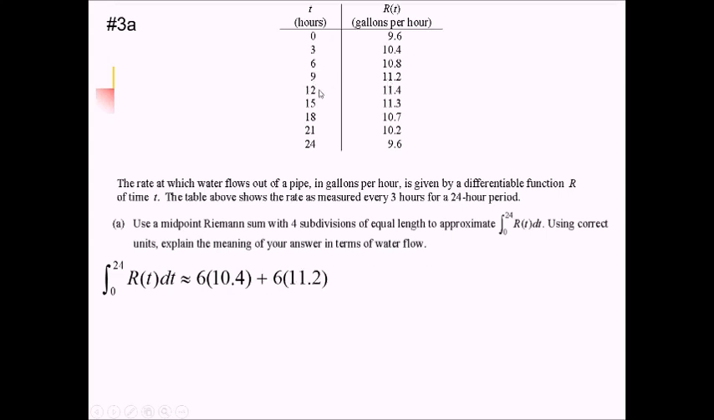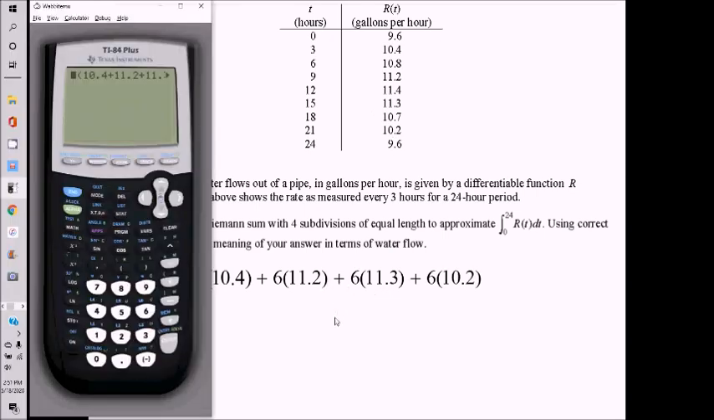Now then we have a base of 6 times a height of 11.3, and then a base of 6 times a height of 10.2. Let me go ahead and do that on my calculator. Since these subdivisions were all of equal length, since these were all basically 6 times a number, I just factored a 6 out of all that and did 6 parentheses and then all of the heights added together to give me a total of 258.6.